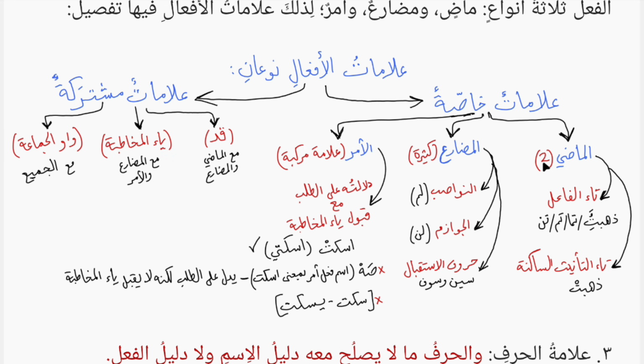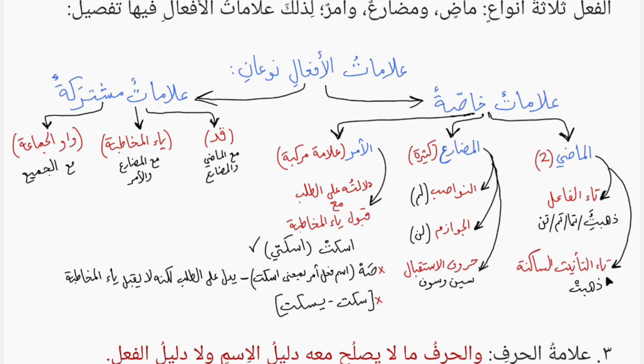Madi has 2 specific signs. Ta al-fa'il. Ta al-fa'il is the ta that comes at the end of the madi. ذهبت, ذهبتِ, ذهبتَ, ذهبتما, ذهبتم, ذهبتن. Any of those tas that you find at the end of a fi'l, you know that this is fi'l madi. Someone says استخرجت, or تخرجت, تخرجتما. You know that this is madi. How? Because of ta'ul fa'il. And ta'ul fa'il comes in these different forms.